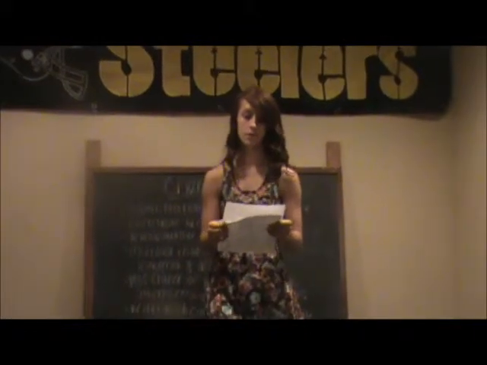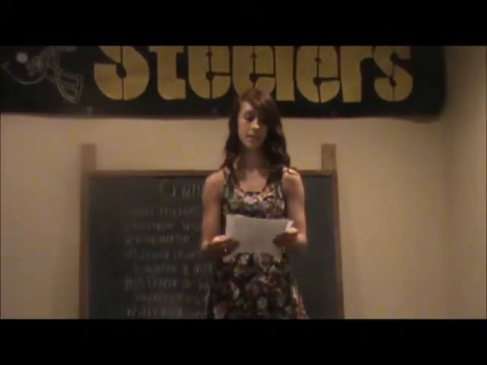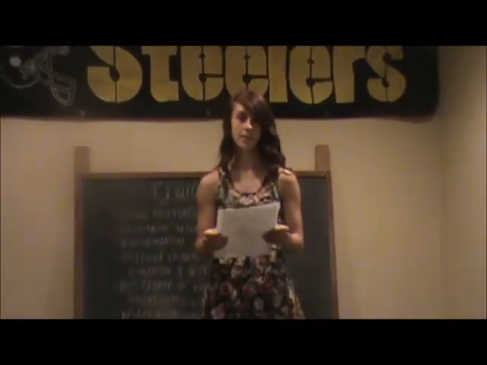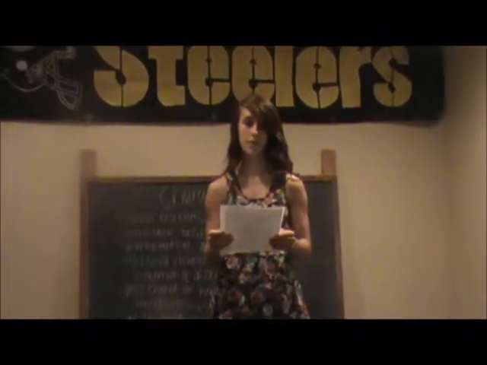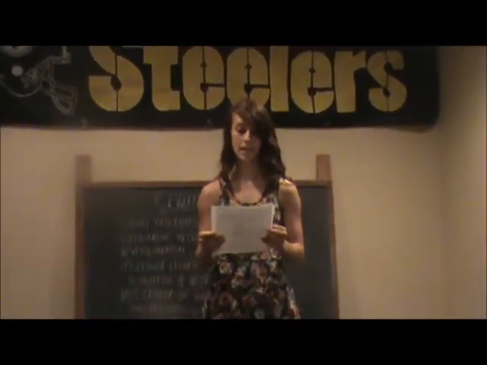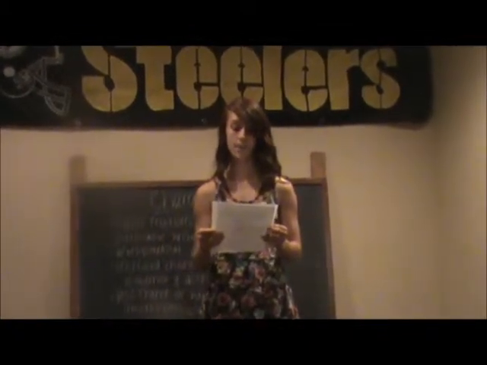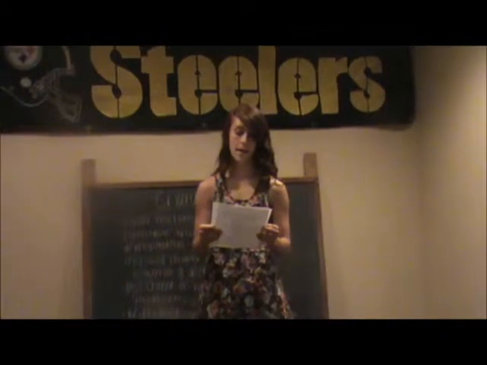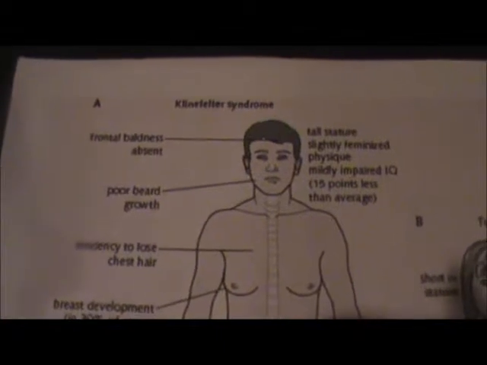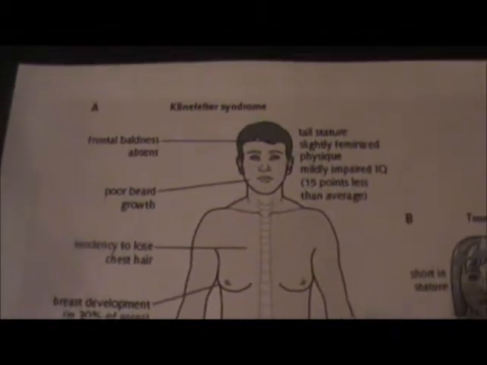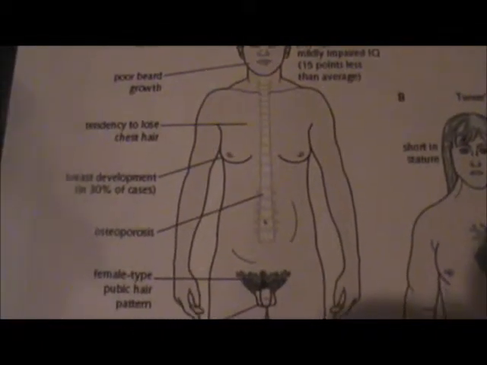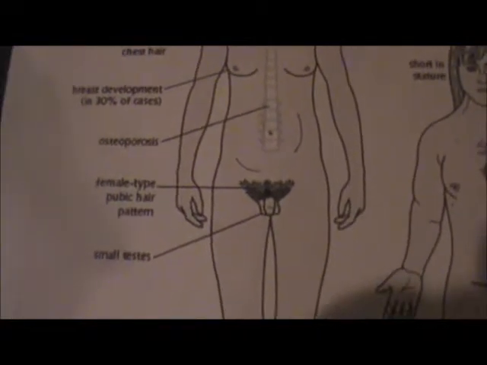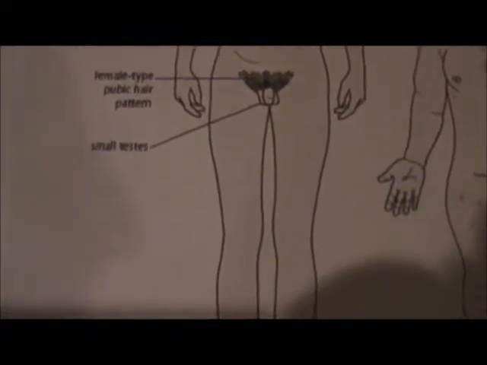There are also disorders on the sex chromosomes, and an example would be Klinefelter's, which is an extra X, resulting in XXY. It occurs in 1 out of 500 to 1,000 live male births. They have male sex organs, but the testes are small. Men are sterile. The extra X is inactive, but female characteristics are very common. They may have subnormal intelligence, and they're usually taller. The characteristics of Klinefelter syndrome are tall stature and slightly feminized physique, mildly impaired IQ, poor beard growth, tendency to lose chest hair, breast development, osteoporosis, female-type pubic hair pattern, and small testes.